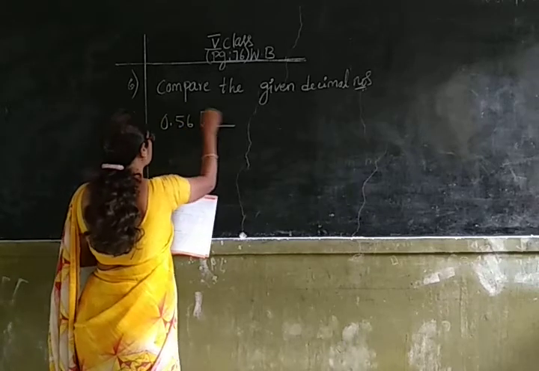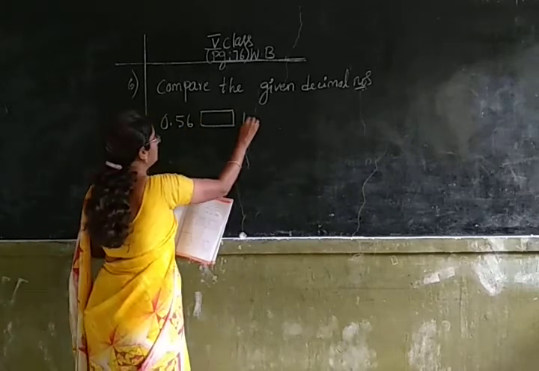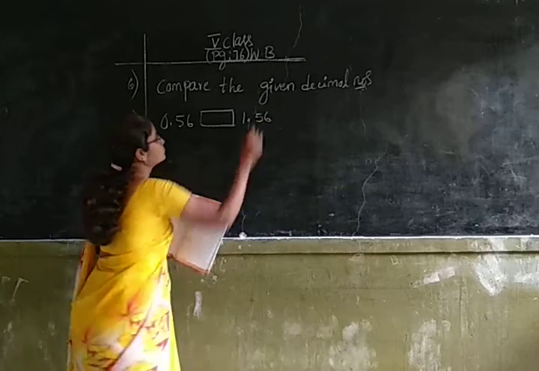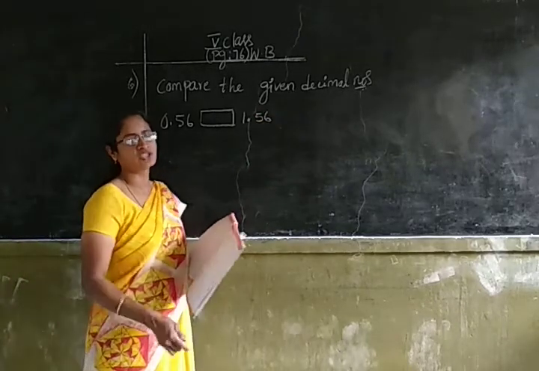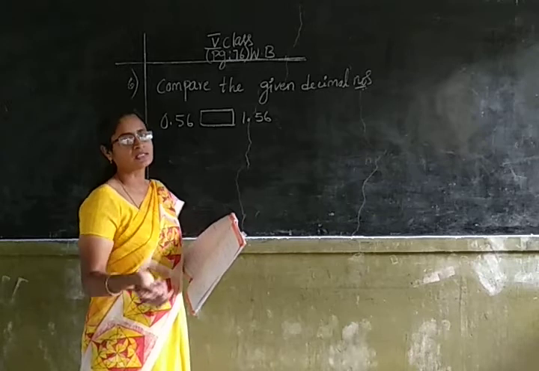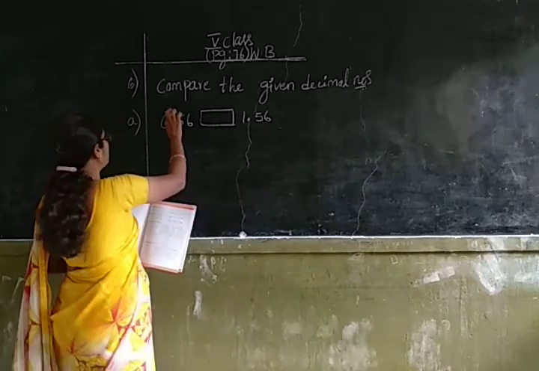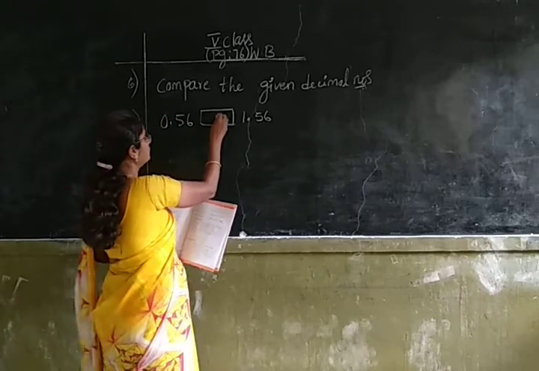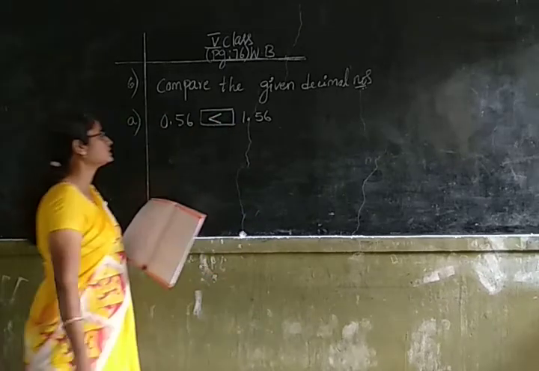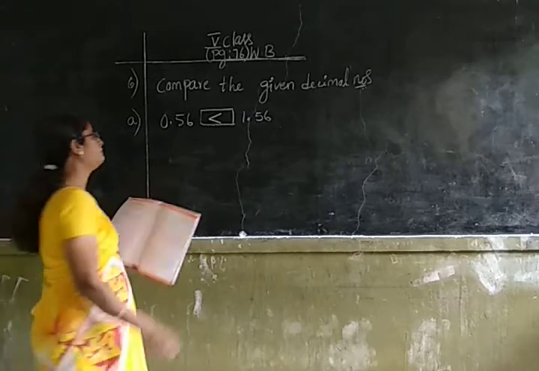0.56, 1.56. Compare means to see which number is big and which number is small. For comparison, we use three symbols: greater, lesser, equal. In the ones place, this number is having 0 and this number is having 1. So, 0.56 is less than 1.56.